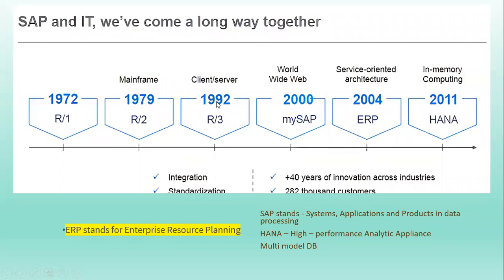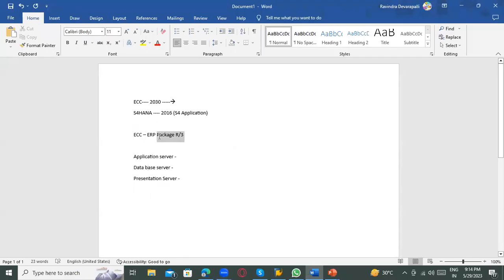Then in 1992 they started with R/3, the three-tier architecture. There they started with separate systems: the application system is separate, and each server is a separate system. They are connected: the presentation system is connected to the application, and the application is connected to the database.